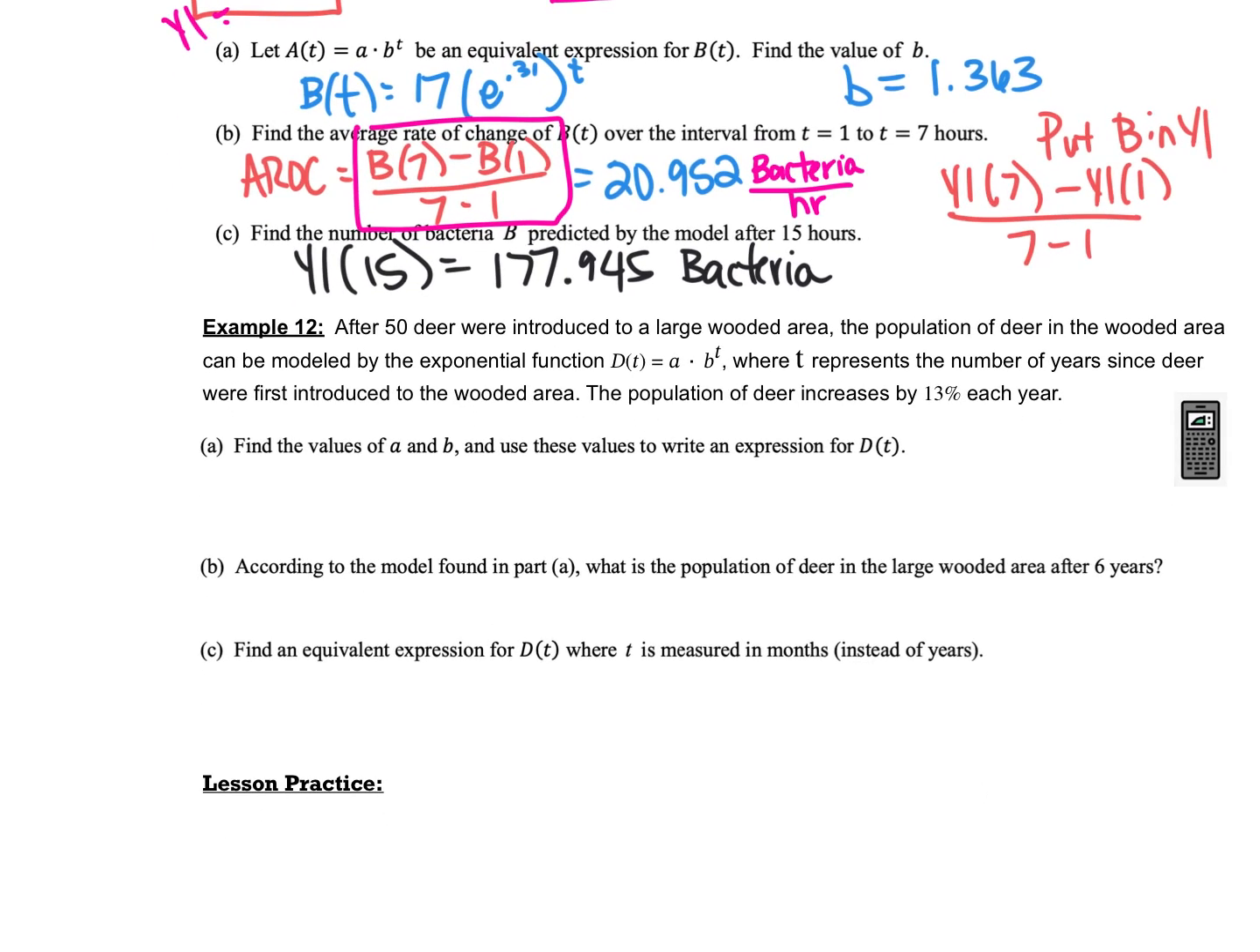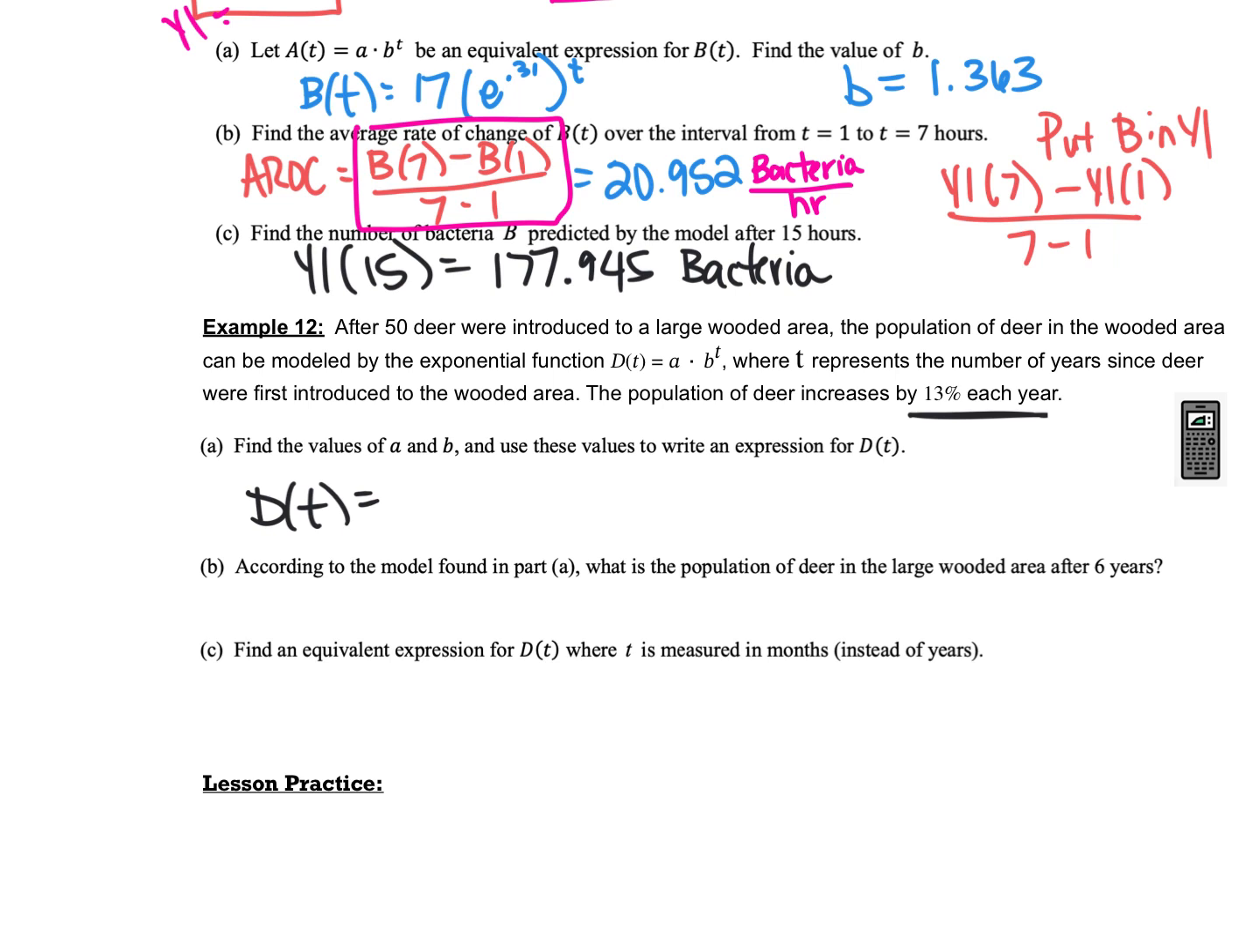All right, I want to do 12 really quick. We're just going to do A and C so that I can get you your practice because it's about time to go. I know we did 3 sections. The reason I'm doing one tomorrow is so that we can ask all the questions we need to ask tomorrow, from the practice, because we'll have some. So it says 50 deer were introduced into a large wooded area. It's an exponential function. The population increases by 13% per year. We want to write an expression for D of T.